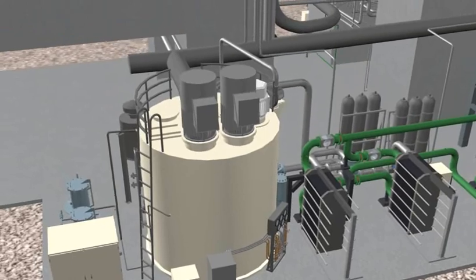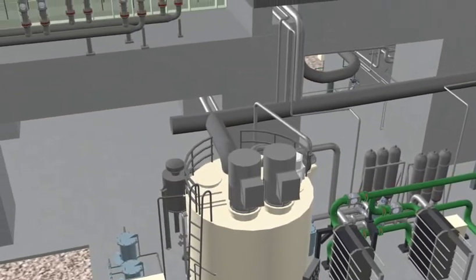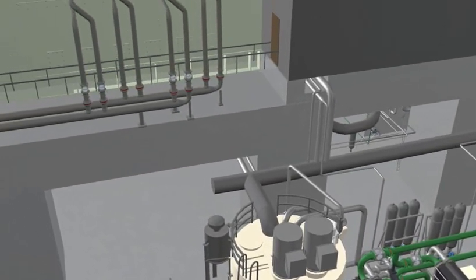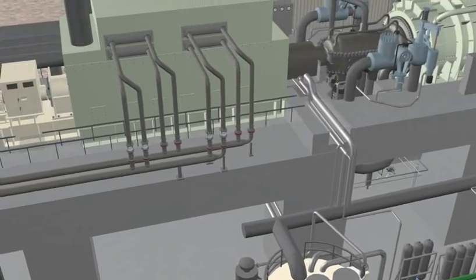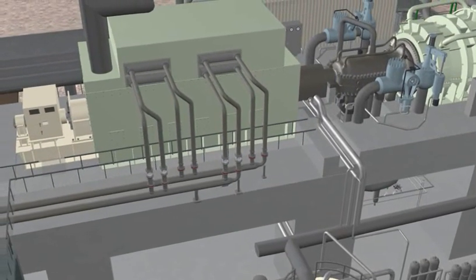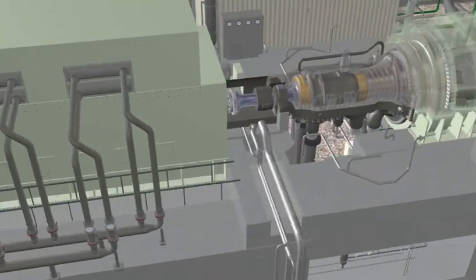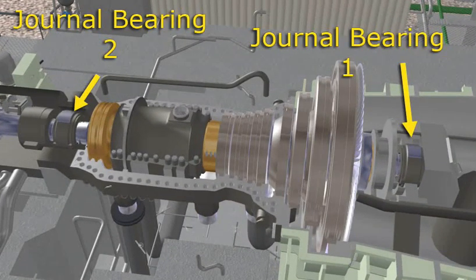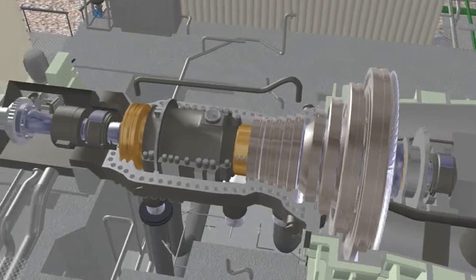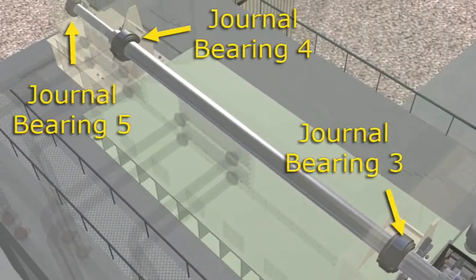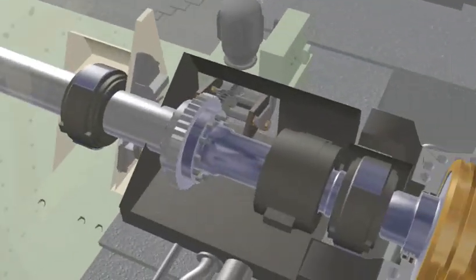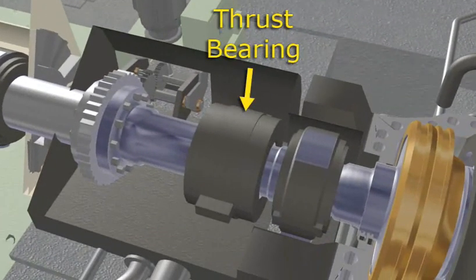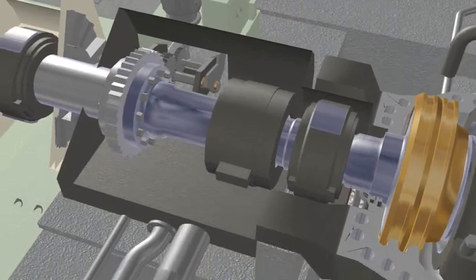Turbine generator lube oil is pumped from the tank through one of the lube oil coolers and the oil filter, then on to the turbine and generator bearings. The steam turbine generator contains five journal or support bearings. Journal bearings are numbered 1 through 5 from the condenser end of the steam turbine to the exciter end of the generator. A thrust bearing is located next to journal bearing 2.